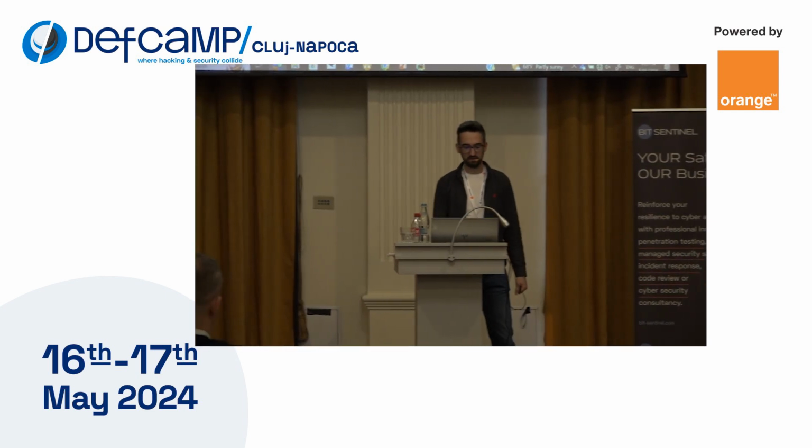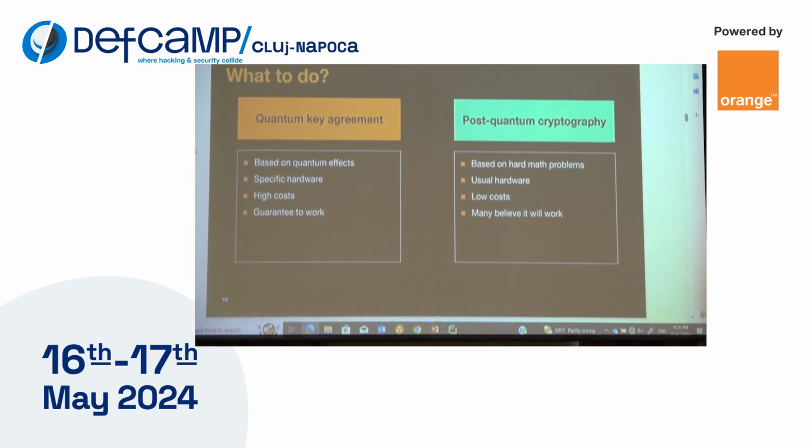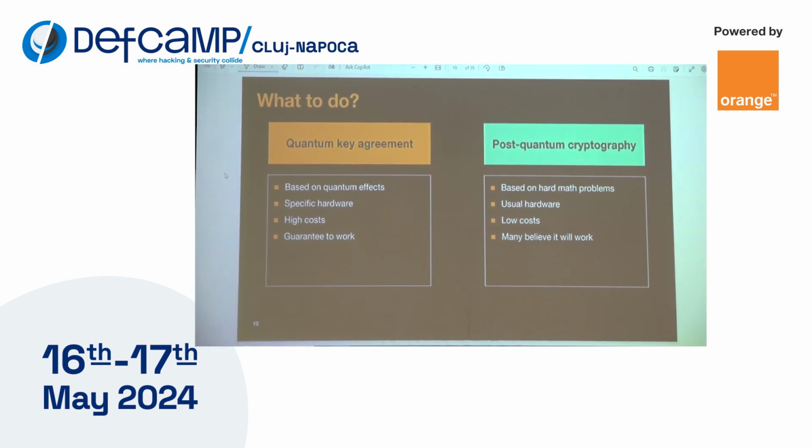And many believe it will work. And I say many believe it will work because right now we don't have something like a mathematical proof that those hard mathematical problems that represent the basis of post-quantum cryptography cannot be solved by a quantum computer. Actually, a few months ago, there was something like a spike over the internet because a group of researchers proposed quantum algorithms to efficiently solve lattice problems. Lattice problems are used by many post-quantum algorithms. Fortunately for us, I think, that solution had a bug.